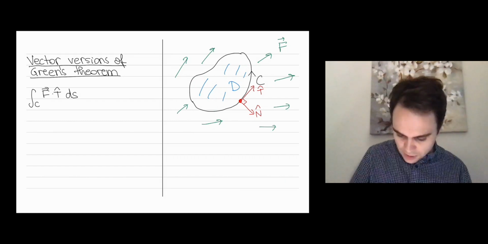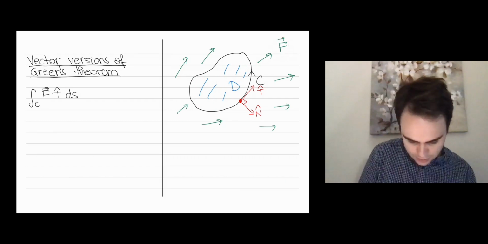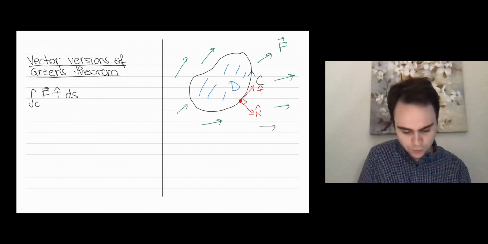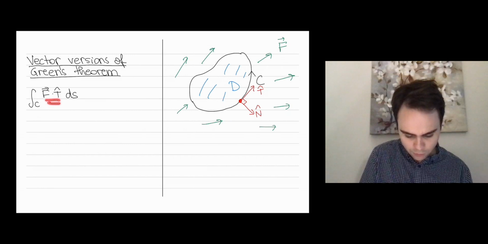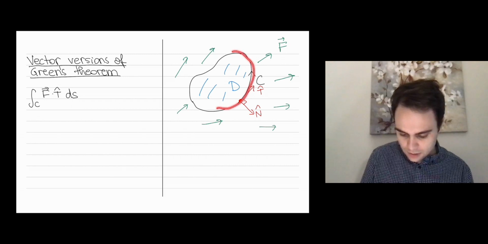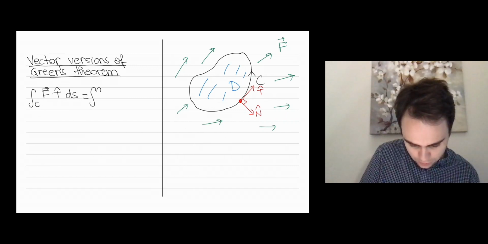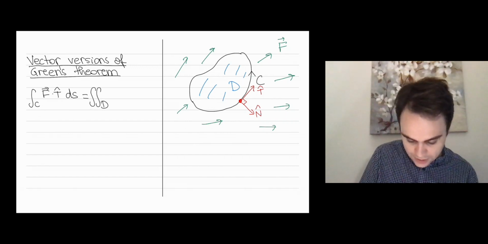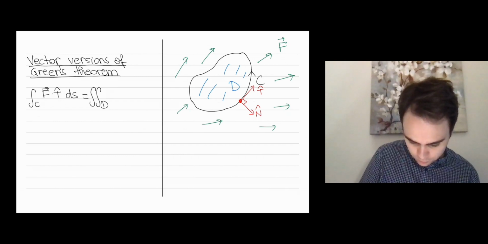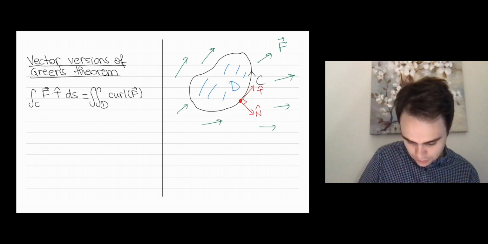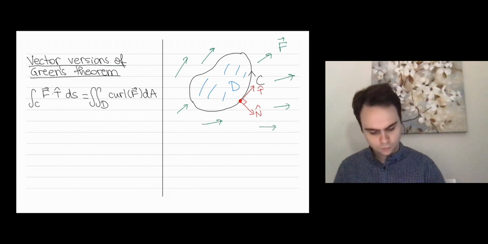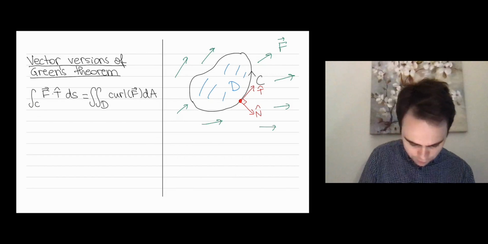And then the theorem says that if you integrate f dot t, so that's a function, right? When you do this dot product, you get a number at each point on the curve. If you integrate this function on the curve with respect to ds, as you go around with respect to arc length, then what you get, according to Green's theorem, is the double integral over the region inside of the curl of f times dA. That's the first version of the theorem.